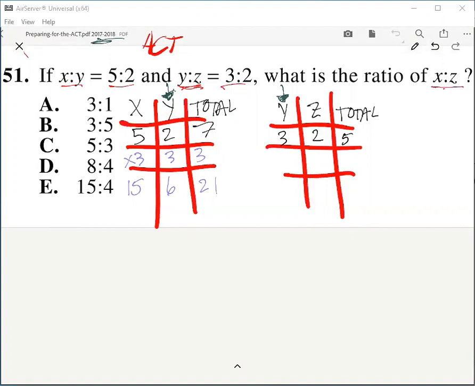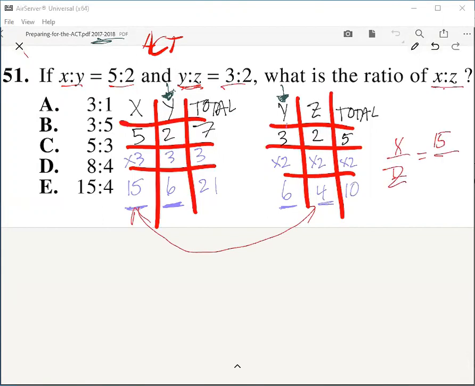Now, we're going to go over to this ratio box, and we're going to multiply this. The multiplier is going to be 2. So 3 times 2 is going to be 6. This is going to be 4. And this is going to be 10. Now, the reason that I did that is now I have, for every 6 y's, 15 x's. And over here, for every 6 y's, there are only 4 z's. So what you should see is that 15 and 4 go together. So for every 15 x's, there are 4 z's. That would give us this choice right here.